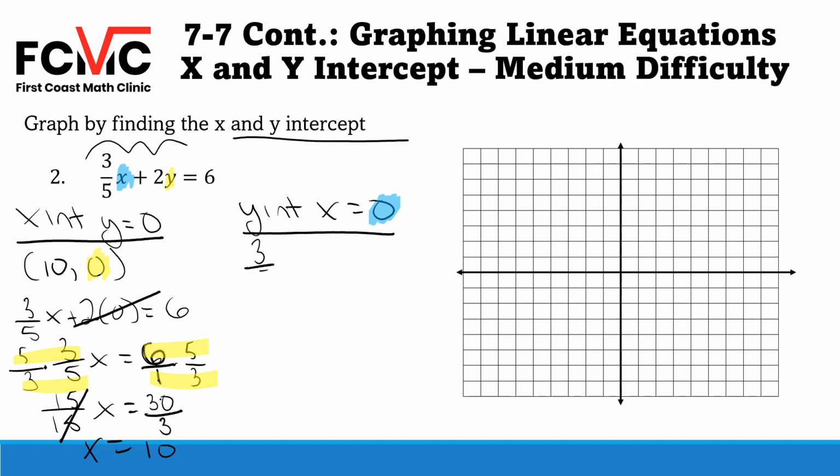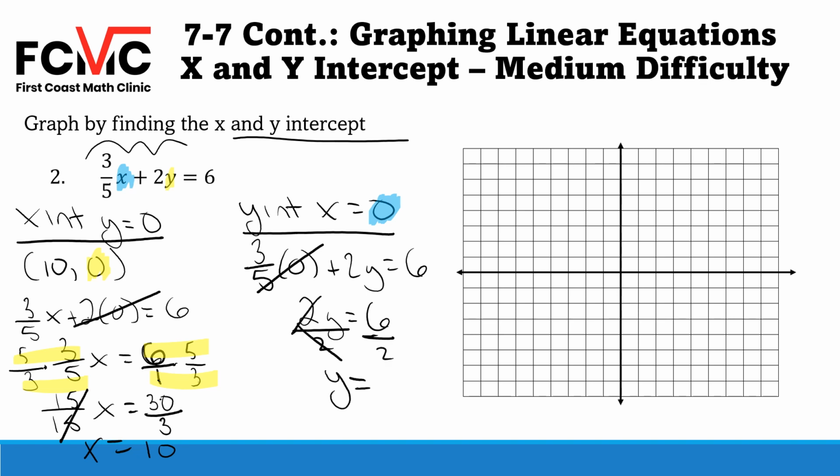So let's do 3/5 times 0 plus 2y equals 6. 3/5 times 0 is 0, so I'm left with 2y equals 6. Divide by 2, divide by 2. 2 divided by 2 is just 1, so we can get rid of the 2. And we're left with y equals 3.